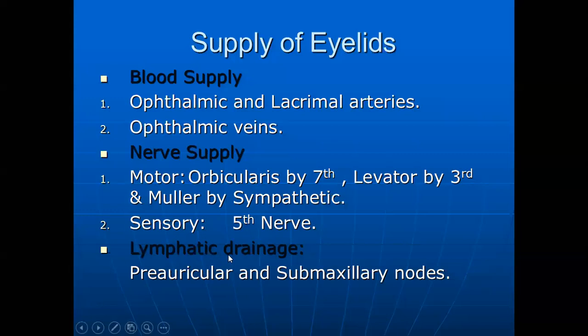The lymphatic drainage to the eyelids is through the preauricular lymph nodes and the submaxillary lymph nodes. These are the lymph nodes that are present on the face, the preauricular just in front of the ear, and the submaxillary lymph nodes are present in the maxillary region.